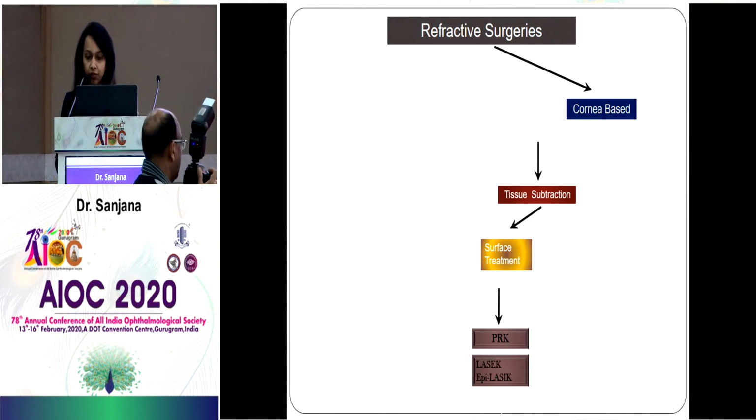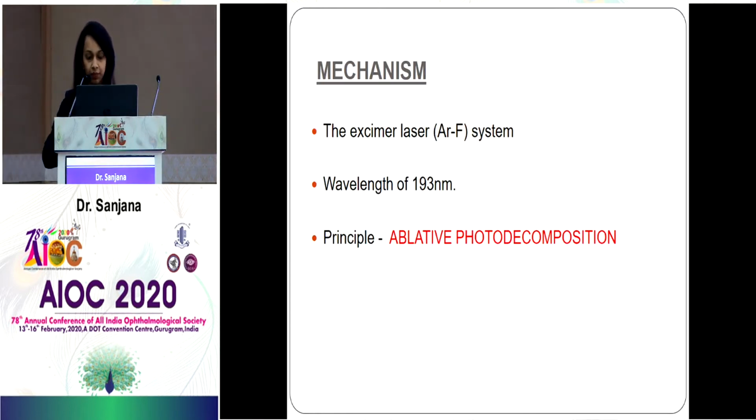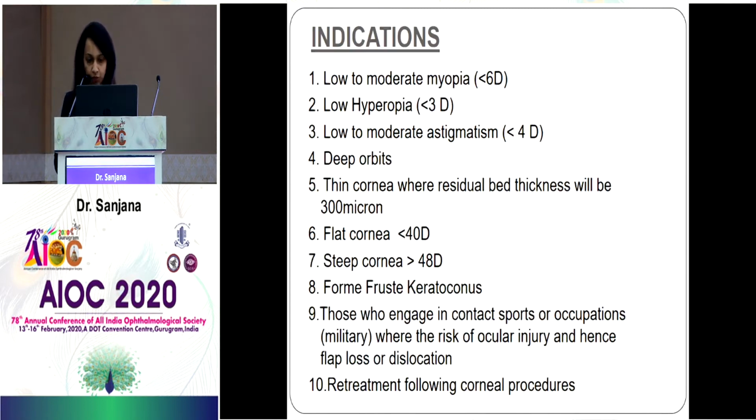In that we have mainly the tissue subtraction and the tissue addition techniques. Now the tissue subtraction techniques, mainly we have the surface treatment, which includes the PRK and the epi-LASIK. So the main mechanism is we use the excimer laser, the argon fluoride system. It has a wavelength of 193 nanometer and it ablates by the principle of ablative photodecomposition. So what are the indications of PRK?